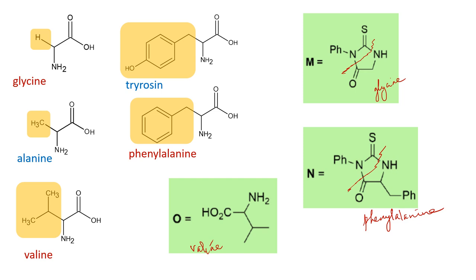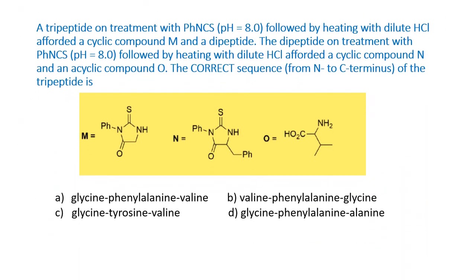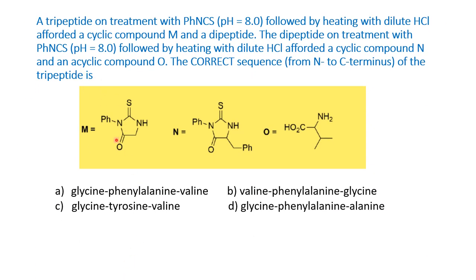That is all. So now going back to the question. There are three options that are given here. From the N terminal, we have to see. The first amino acid that is coming out is M, then the second one is N, and the last is O. So the answer is glycine, phenylalanine, valine, and the tripeptide is this. So A is the correct answer. Hope you understood. Thank you.